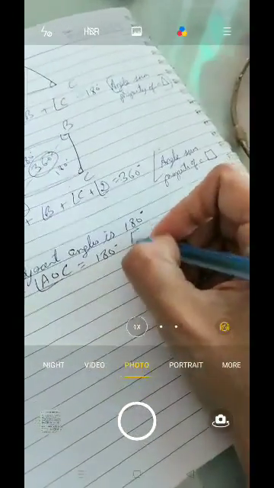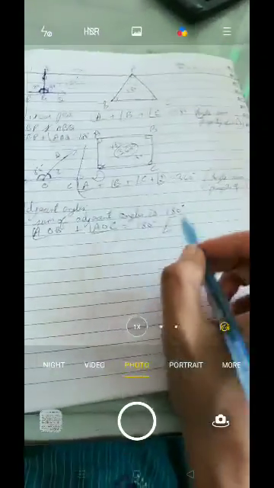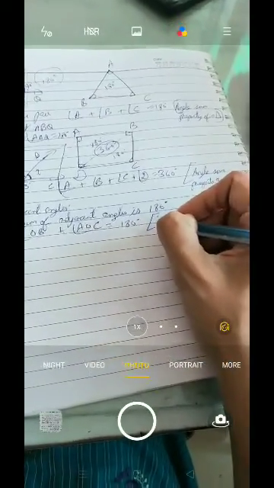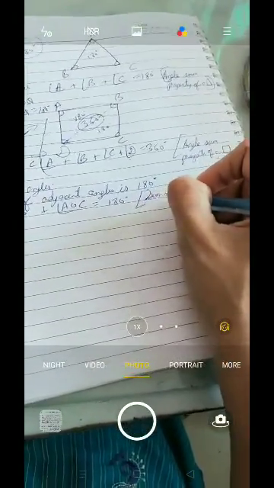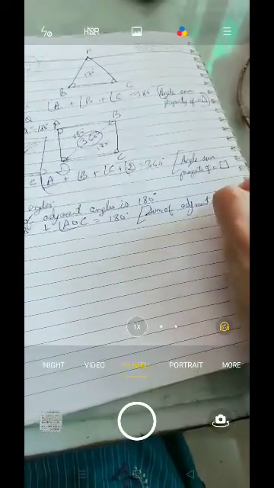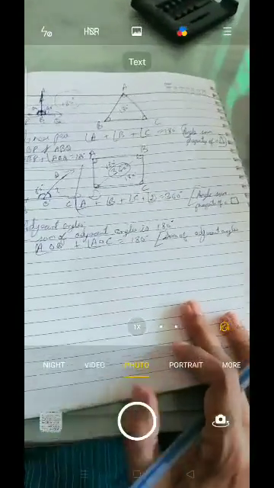In the reason, what will you write? Don't forget to write reasons. That is very important. What reason will you write, kids? Sum of adjacent angles. Okay. Sum of adjacent angles.